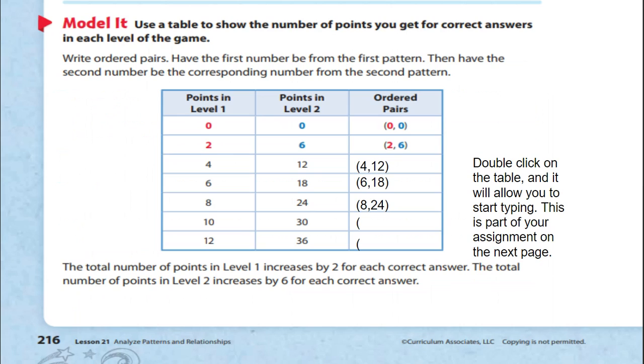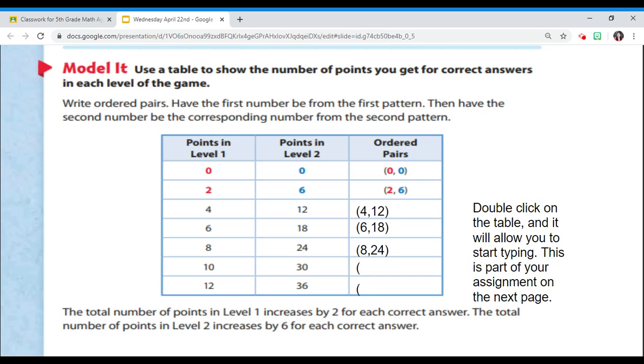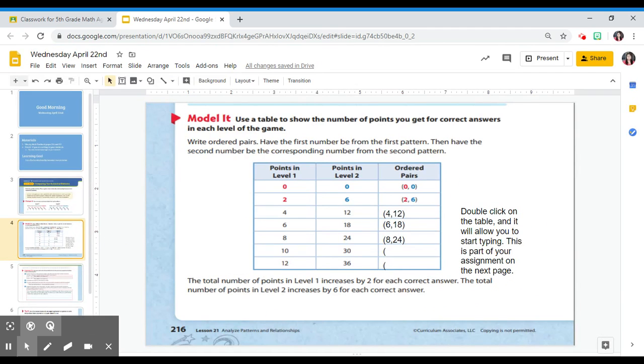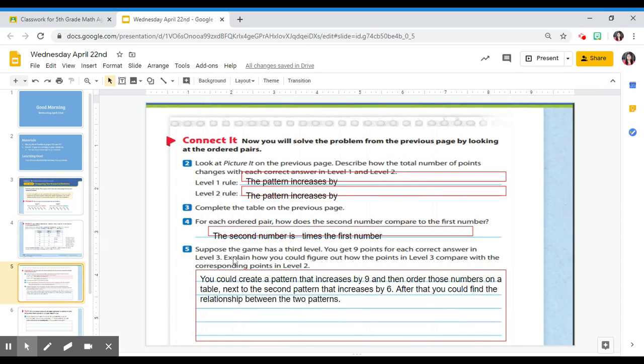So I'm basically saying, you would have this on your table, and instead of having the points in level 1, you would have the points in level 3. So we would kind of flip-flop them, and then we could compare the relationship, just like we did before when I was saying, how do I get from 2 to 6? How do I get from 4 to 12? And compare it that way. So I went ahead and did that one for you just to help you guys out. And that is it for page 217 up at the top.